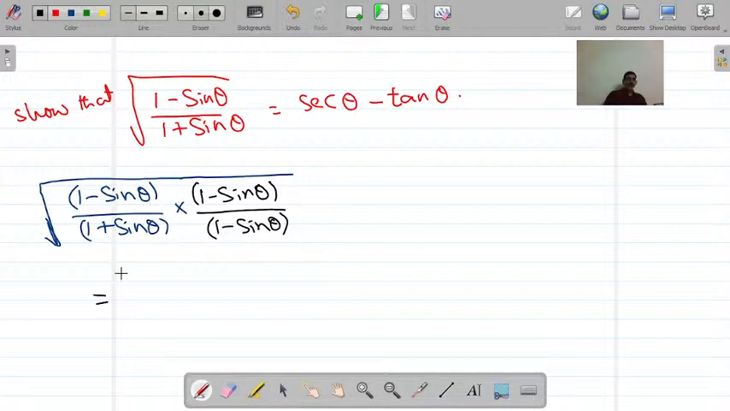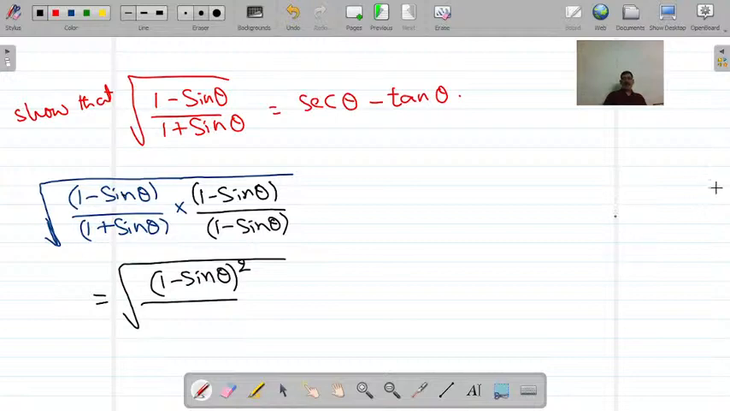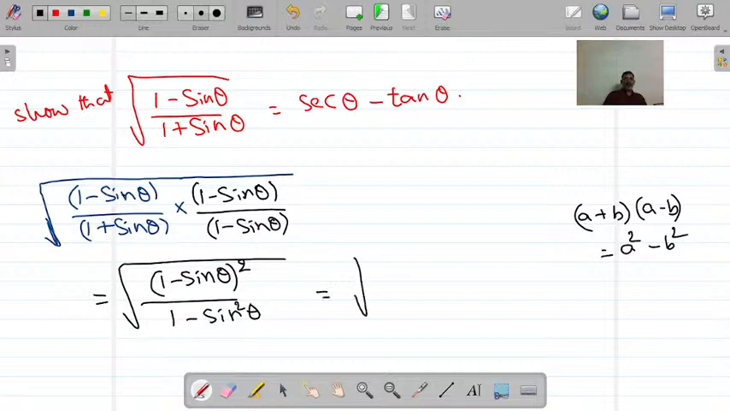Now you observe what happens. Square root of 1 minus sin theta into 1 minus sin theta means 1 minus sin theta whole square in the numerator, because the same term is there 2 times. We know that x into x is equal to x square, y into y is equal to y square. Like that, 1 minus sin theta and 1 minus sin theta is this. And what about the lower one? You can see the denominator is like a plus b into a minus b. Already we are very much familiar with this identity. It is a square minus b square. So a is 1, 1 square is 1 minus sin square theta. So here it is 1 minus sin theta whole square by 1 minus sin square theta.